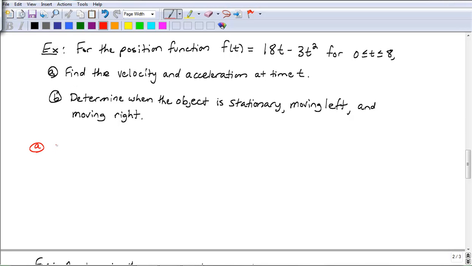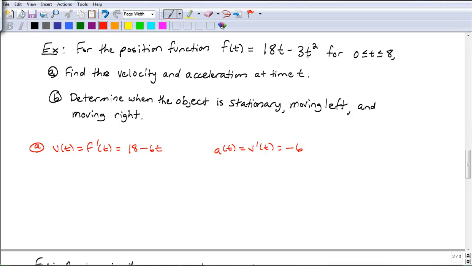To find the velocity, I just need to take the first derivative. The derivative of the position function gives me the velocity. I'm going to find the derivative using our techniques. The derivative of 18t is 18. The derivative of minus 3t squared becomes minus 6t. That's the velocity. To find the acceleration, I take the derivative of the velocity, and that's just negative 6.